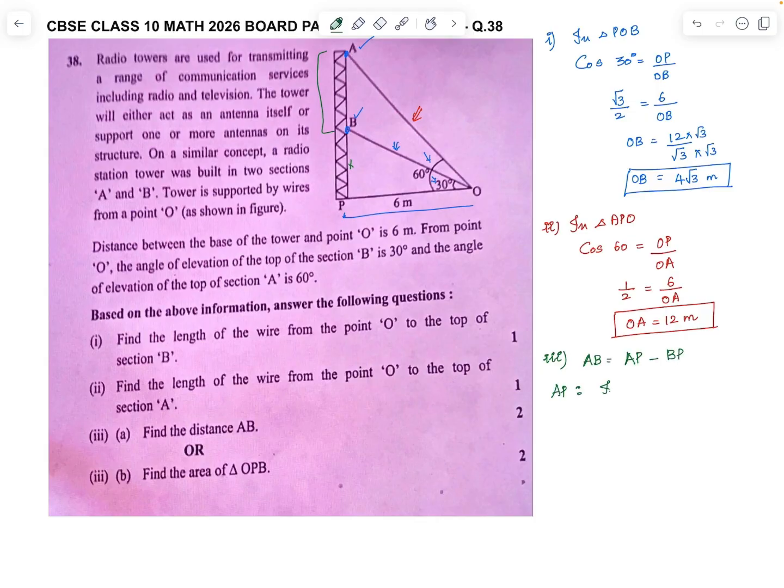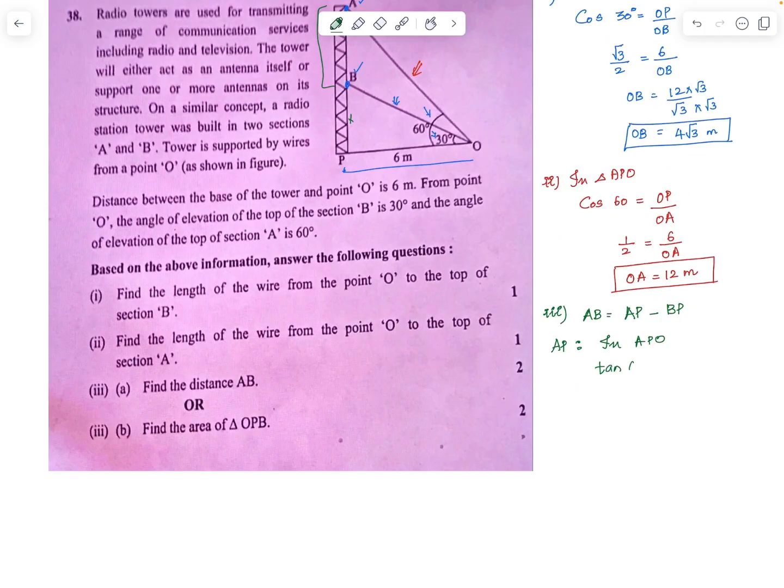Let's consider the triangle APO. Tan 60 is AP upon PO. Tan 60 is root 3. AP is what we have to find out and PO is 6. AP is 6 root 3 meters.